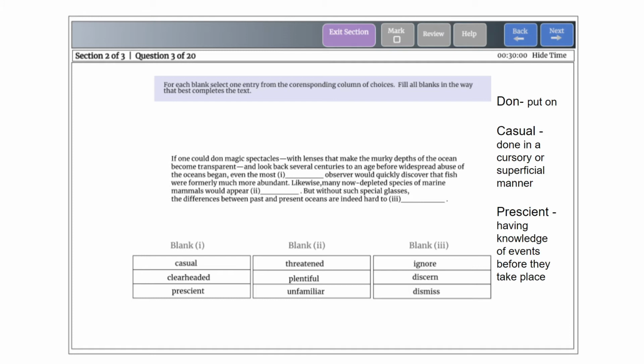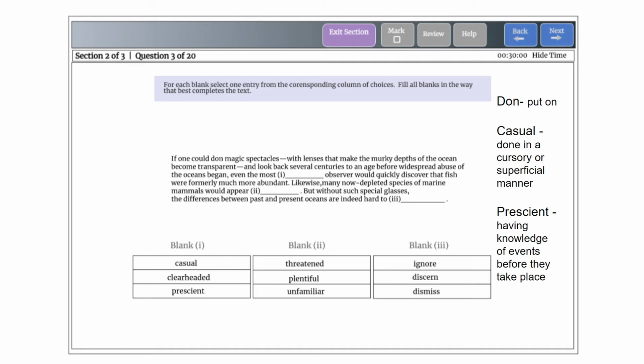All right. Likewise, many now depleted species of marine animal would appear blank. All right, so the word likewise is pretty key here. They want us to match the same meaning as the sentence before. And so the sentence before said, you would quickly see that fish were formerly much more abundant. So likewise, these marine animals would also appear more abundant. So we want a word like abundant. And for the last sentence, but without such special glasses, the difference between past and present oceans are indeed hard to blank. Probably a word like see, right? Without these glasses, it would be hard to see these differences.